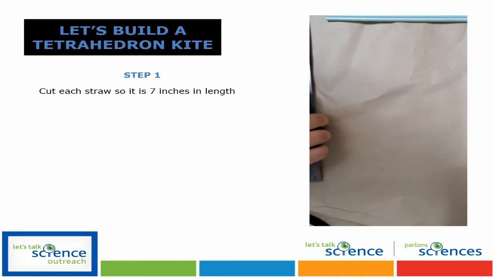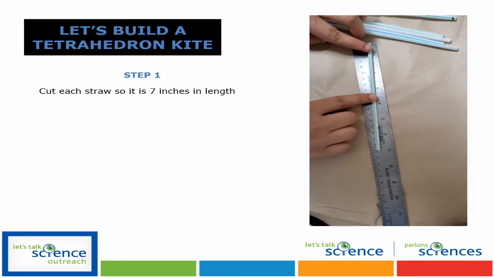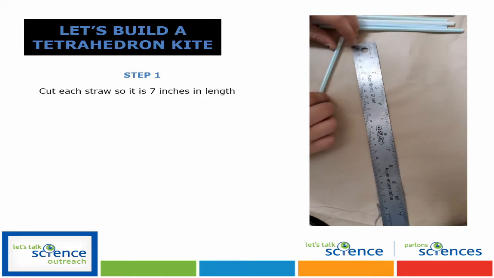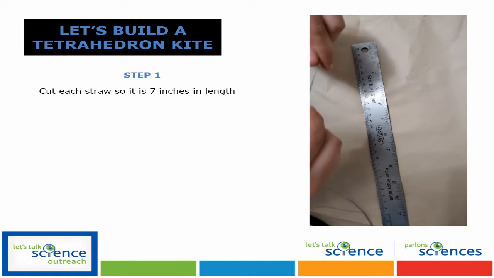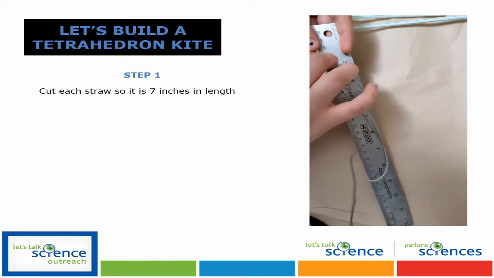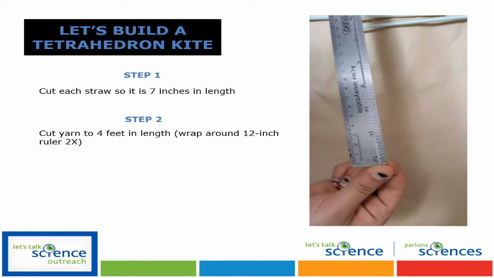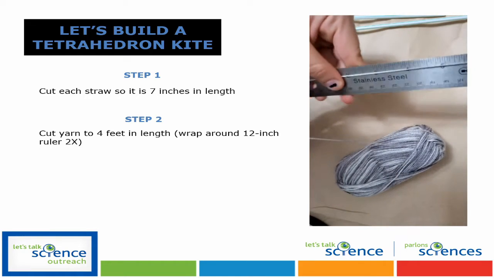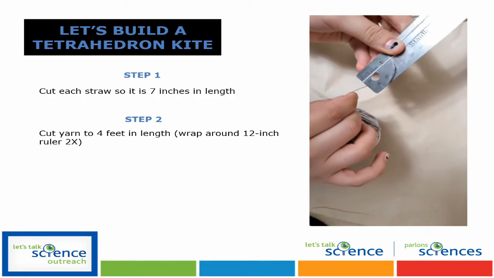The first step is to cut each straw so it is about 7 inches in length. If you have a portion of your straw that's bendy, you're going to want to cut that section off first. If you don't, this will weaken your kite and it might fail under high winds. After cutting your straws, you'll want to cut a piece of yarn to 4 feet in length. If you have a 12-inch ruler, you can simply wrap your yarn around the ruler twice, and that will equal 4 feet in length.